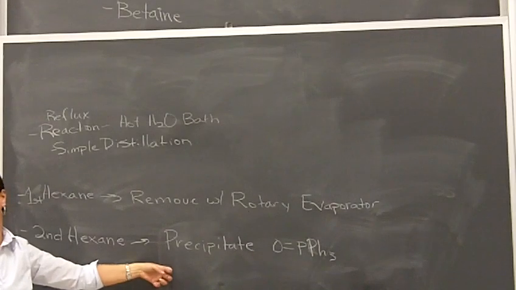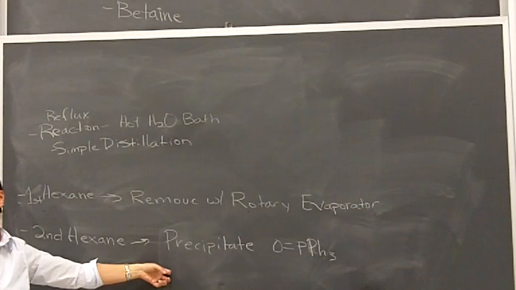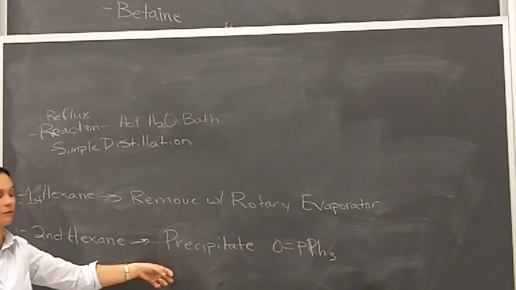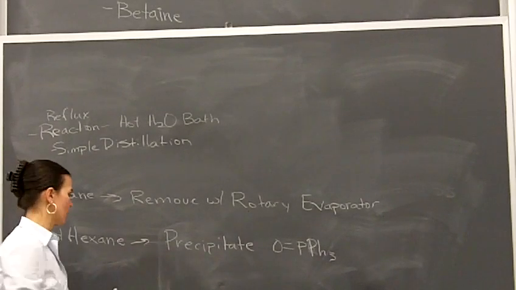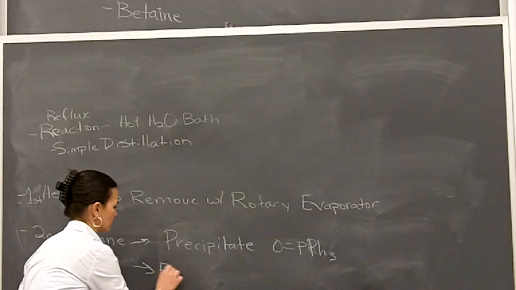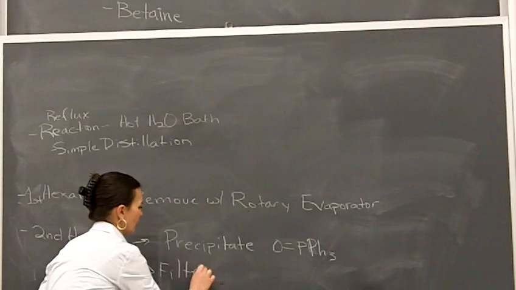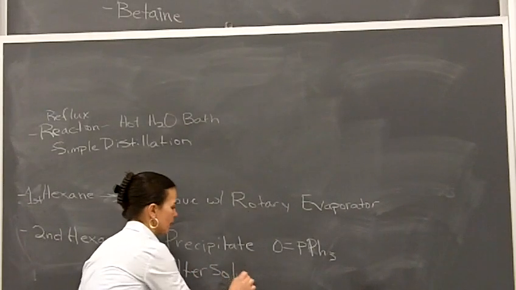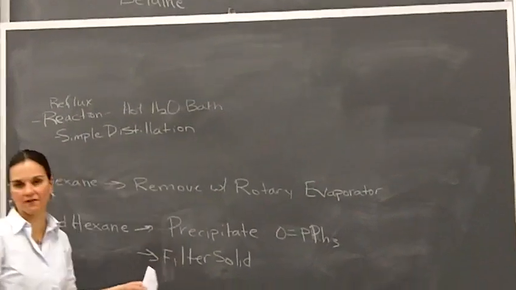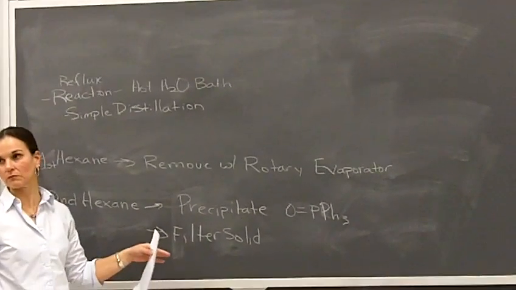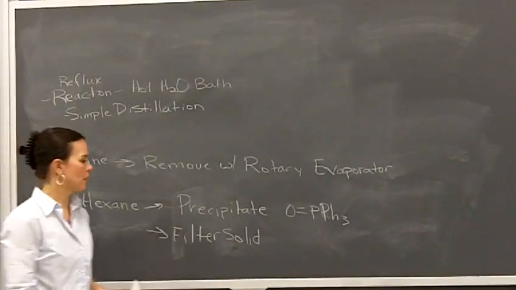So don't filter it until you actually have a solid. If you have an oil, we've got to turn that oil into a solid, all right? So we'll work on it and figure out what we're going to do to make it a solid, all right? So only filter the solid, and you're getting rid of the solid, so what do you use to filter it? Gravity or vacuum? Gravity filtration.